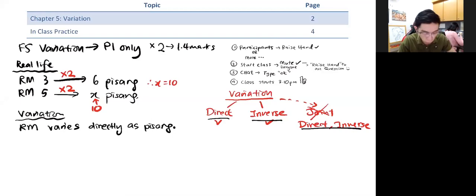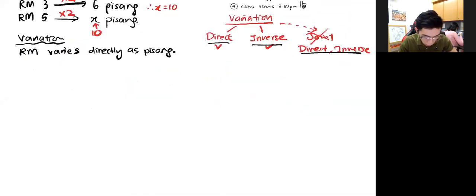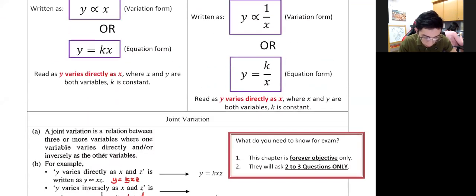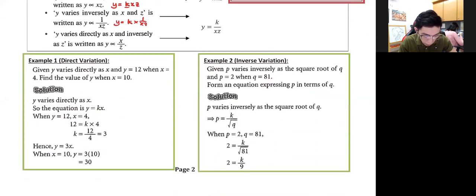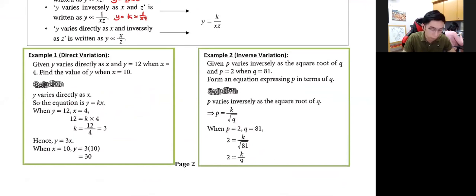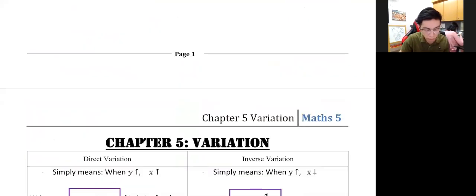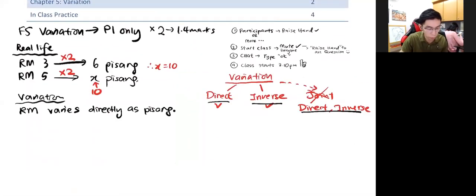Now I just scroll to another site and show you the original way of how they ask. You see the exam question on how they ask. Look at example number 1 here: Given y varies directly as x. It's the exact same thing. It's just that I convert the y into RM, the x into pisang. So I'm converting a real life example into how they ask in your exam. The funny thing is in SPM, this is how they ask. So back to ours again.